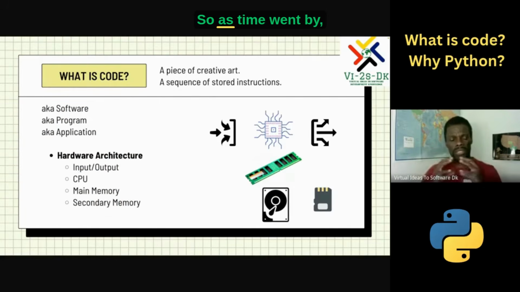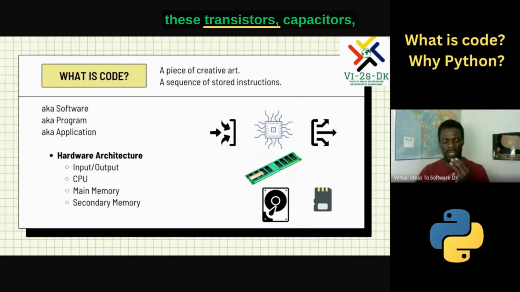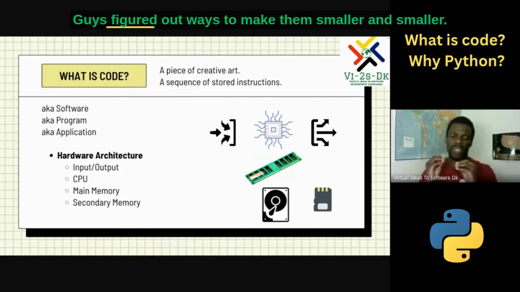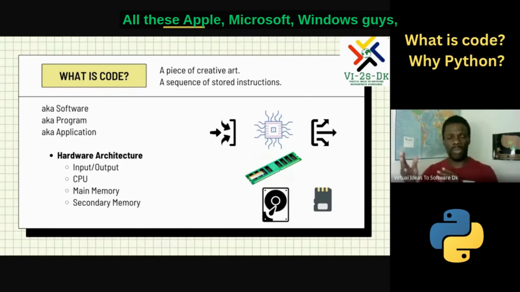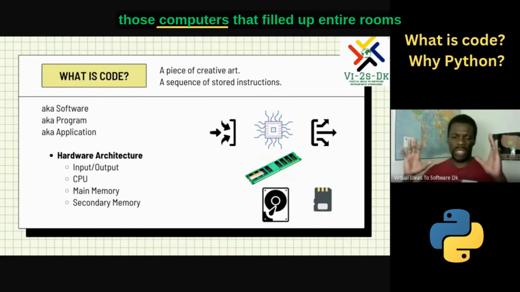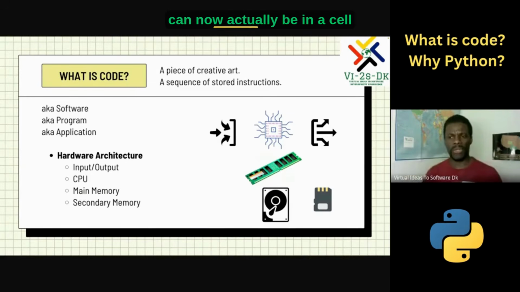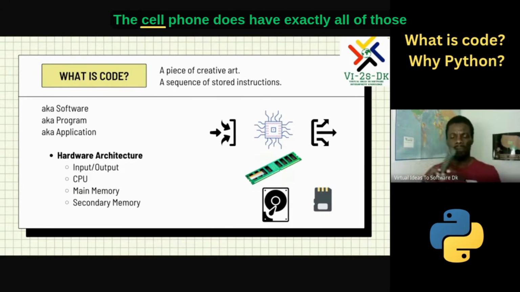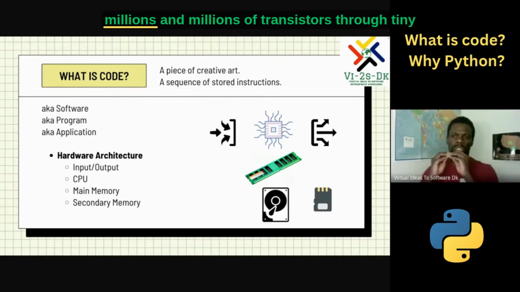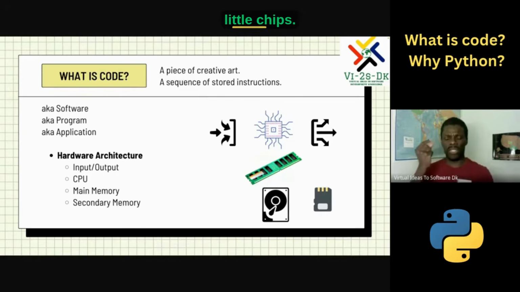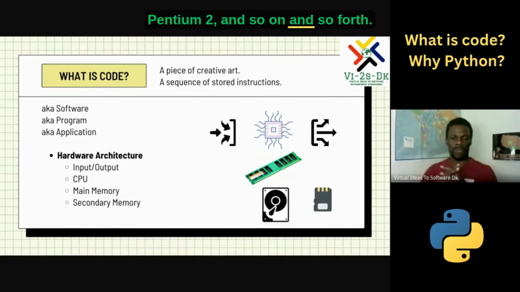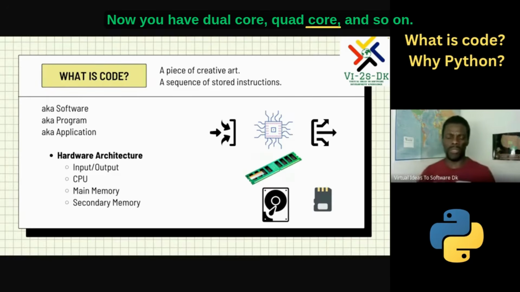So as time went by, these transistors, capacitors, and cables or wires got smaller and smaller. Guys figured out ways to make them smaller and smaller. All these Apple, Microsoft, Windows guys, that's what they did to be able to make sure that those computers that filled up entire rooms can now actually be in a cell phone. The cell phone does have exactly all of those because they figured out ways to merge millions and millions of transistors into tiny little chips. That's how we started out with Pentium 1, Pentium 2, and so on and so forth. Now you have dual core, quad core, and so on.